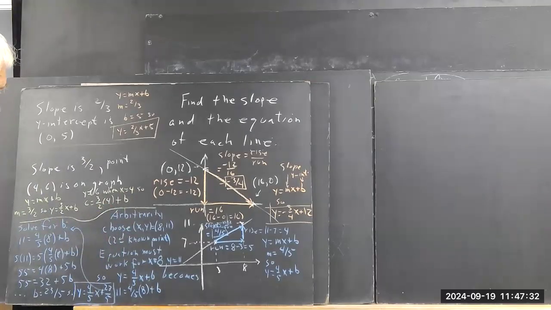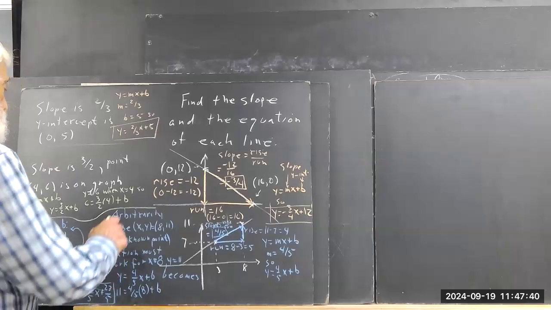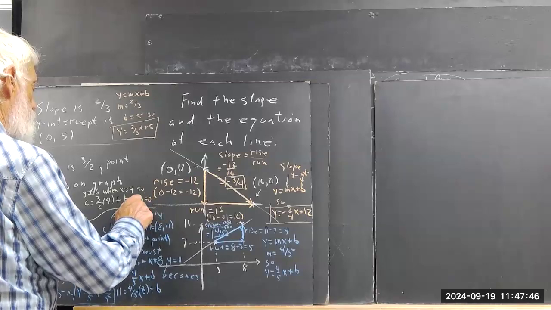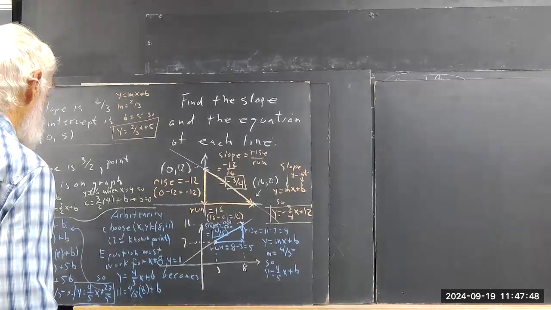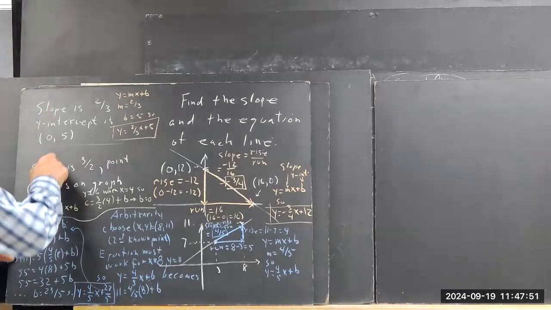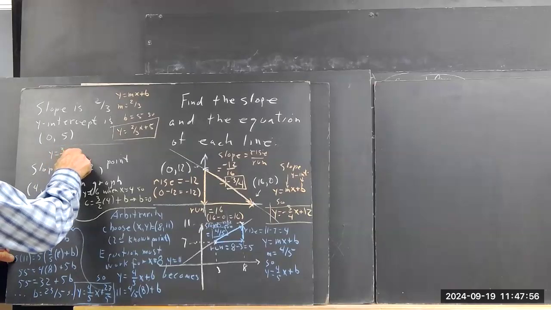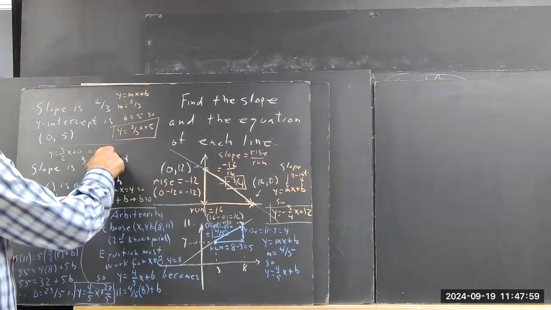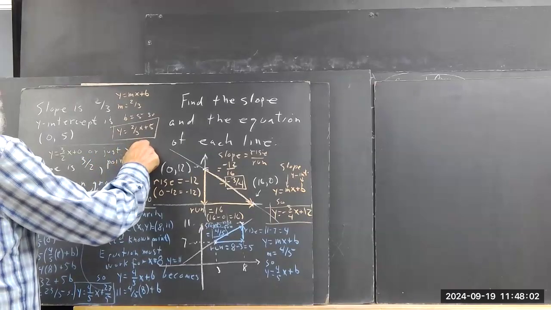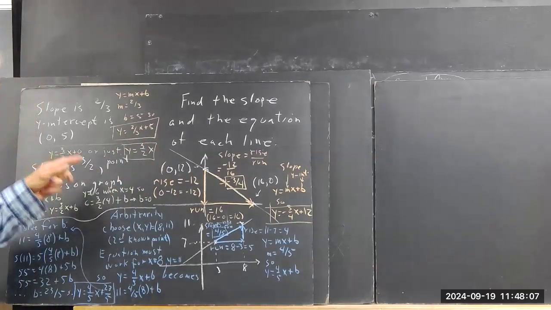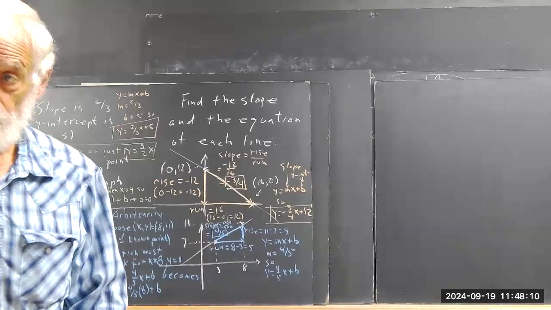So 6 equals 3/2 of 4 plus b. Well, 3/2 of 4 is 6. Subtract 6 from both sides. You get b equals 0. So your equation is y equals 3/2 x plus 0, but that's just 3/2 x. Okay.